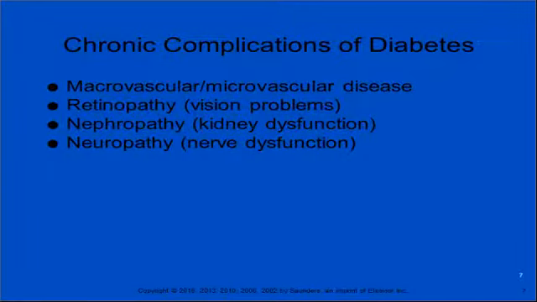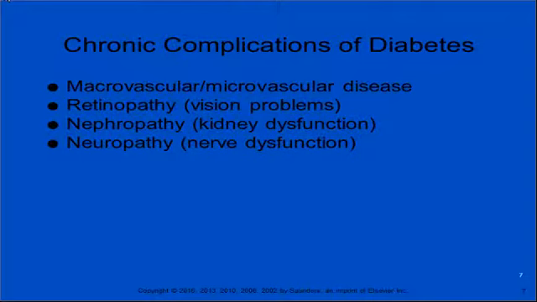So some of the chronic complications we see of diabetes, again, are macrovascular and microvascular disease. Macrovascular, of course, occurs in your large blood vessels. Microvascular occurs in your small blood vessels and tissues. Macrovascular complications include coronary heart disease, cerebrovascular disease or strokes, and peripheral vascular disease. All of these can lead to an early death.